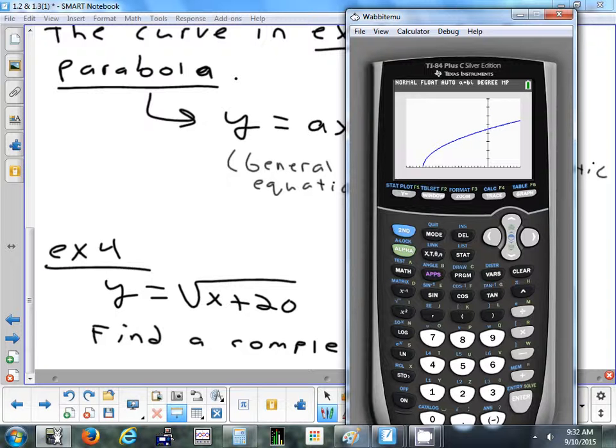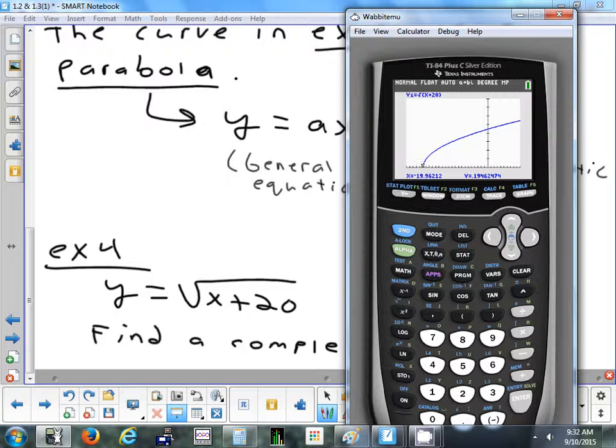Okay, there's our square root function. Notice this point way over here. Oops, this is at negative 20. And if you try to go beyond negative 20, it says y doesn't exist. We can't do it. Right at negative 20 is where it starts.